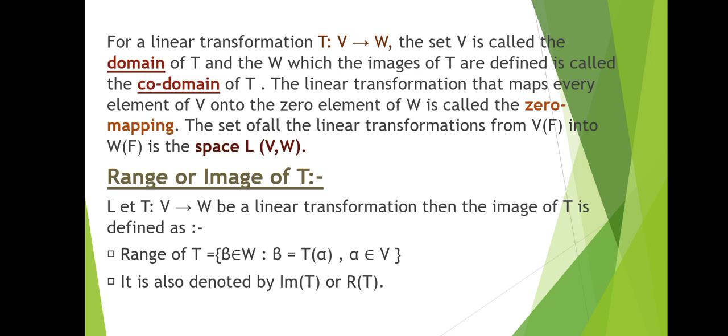Now we understand what is the range or image of T. Let T from V to W be a linear transformation. Then the range of T is the set of all beta belonging to W such that beta is equal to T(alpha) where alpha belongs to V. It is denoted by Im T, short for image, and R(T), that is the range of T.